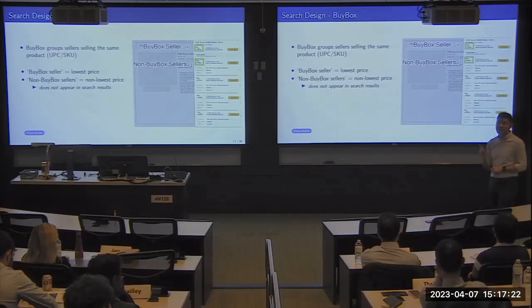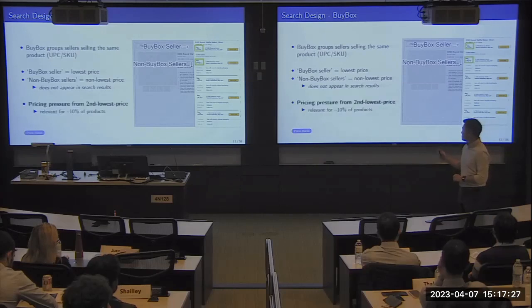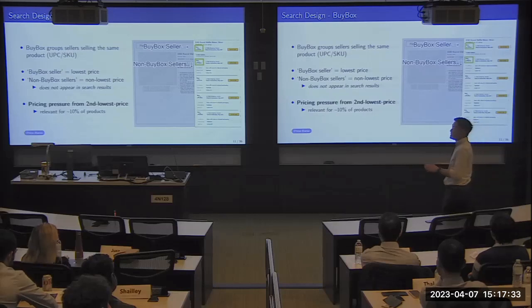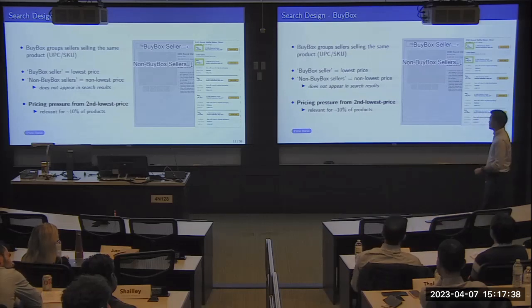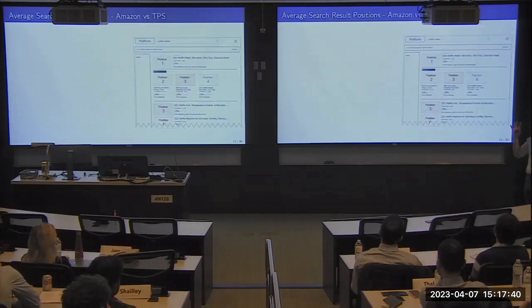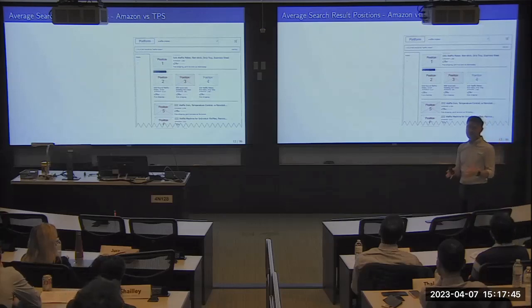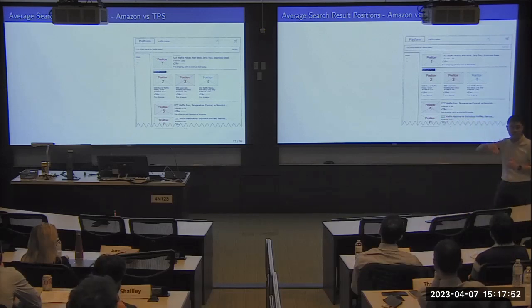We want to take this into account when we go through the model, and the model will take this into consideration. So the important point is there's very strong pricing pressure from these non-buy box sellers, and it's going to be relevant for around 10% of the products. Okay, so even though there's this buy box and it is important, most of the action, particularly when it comes to search, happens during the search results, when consumers are deciding whether to scroll down this list of search results and get more information about what products are available.